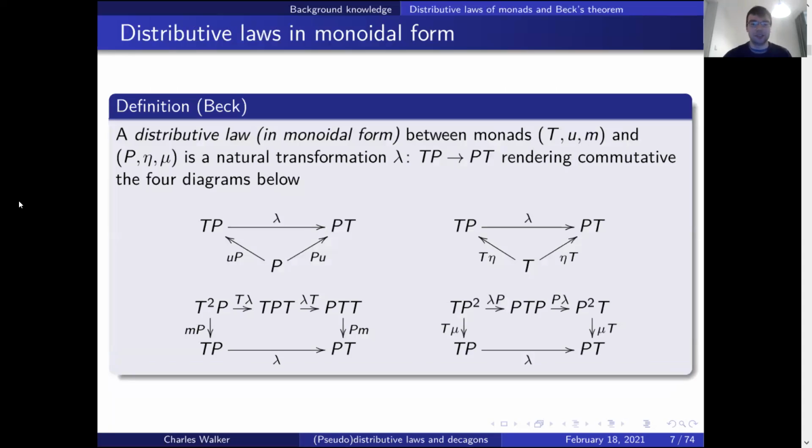So I'll remind you about the usual definition of a distributive law. A distributive law between monads, say T, eta, mu, and I'm going to call the other monad P, eta, mu, is just a natural transformation TP to PT, rendering commutative these 4 diagrams. So 2 triangles and 2 pentagons.